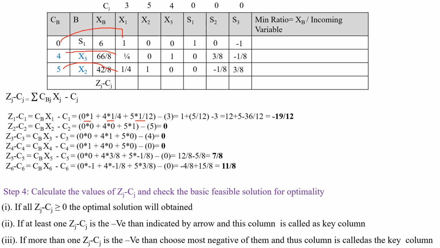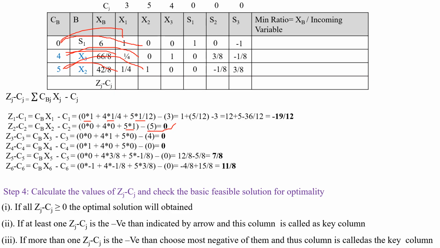So 1 plus 5 by 12 minus 3, which is equal to, the LCM is 12, then 12 plus 5 minus 36 divided by 12, which is equal to minus 19 by 12. Next is Z2 minus C2 for the X2 variable. It is 0 into 0 plus 4 into 0 and 5 into 1 minus 5. So 5 into 1 is 5, minus 5, it is 0.